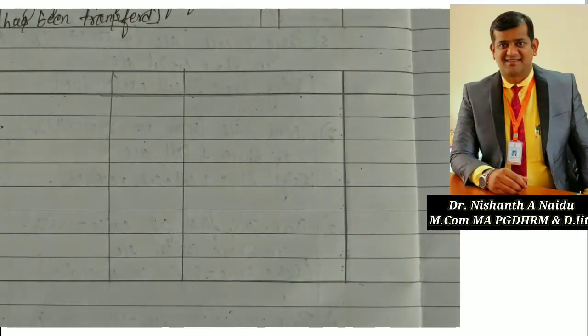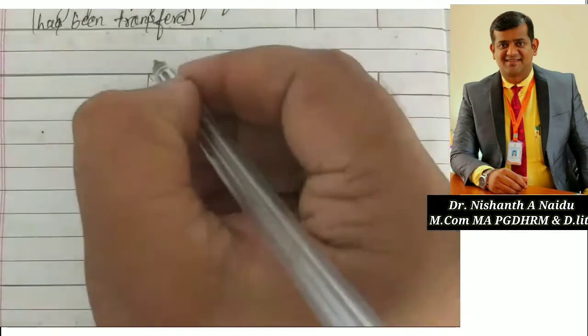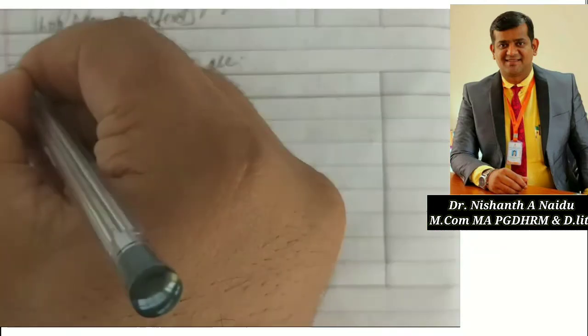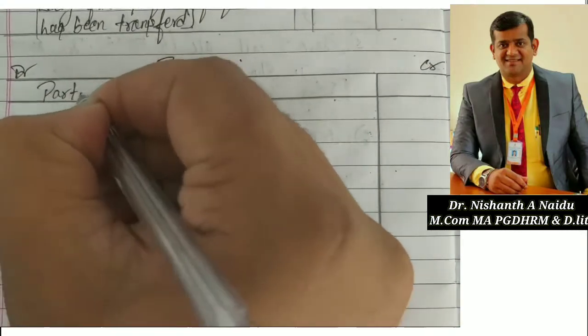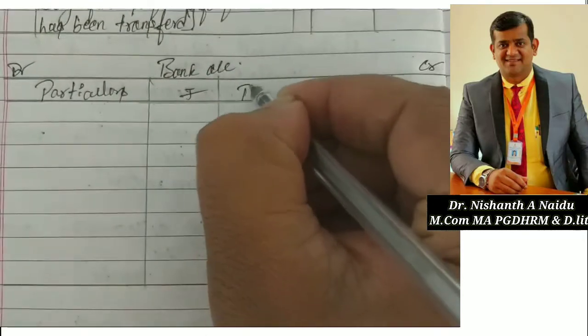Yes, I'm ready with the table. So let us start. Bank account, so that is debit, credit, particulars, rupees.